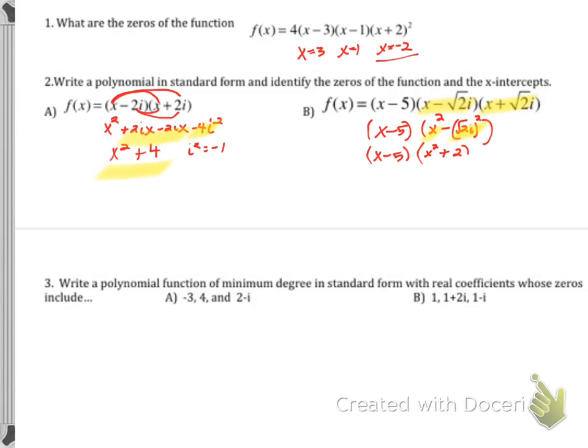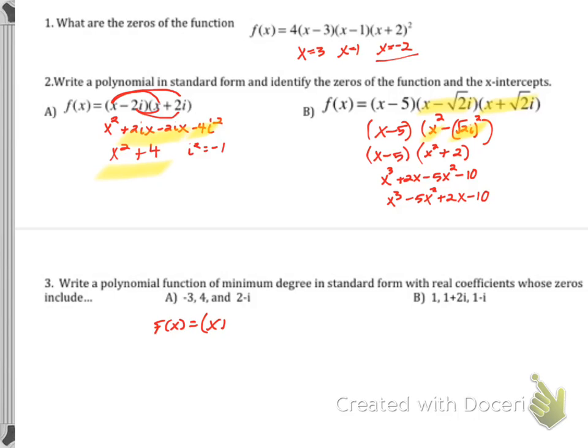X minus 5, now the stuff on the right, radical 2i quantity squared, is just positive 2, because squaring a radical makes 2, and i squared is negative 1. So that makes that whole thing positive, and then we just FOIL out the rest for x cubed plus 2x minus 5x squared minus 10. Then any like terms or rearranging you want to do would be good, so I've done that here.